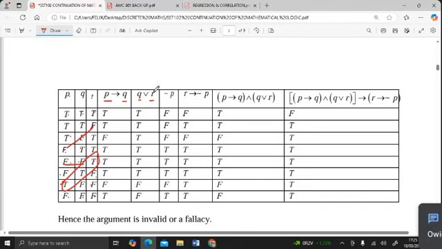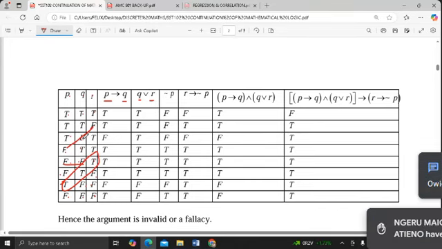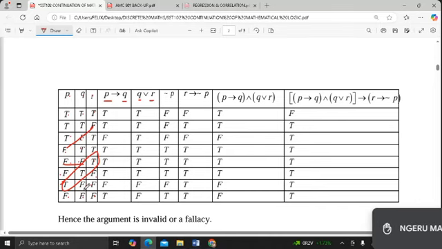Thank you. So we have Q disjunction R. A disjunction is only false when both are false and true otherwise. So we have here Q disjunction R: true, true, true, true, true, true. But this one is false because both are false.